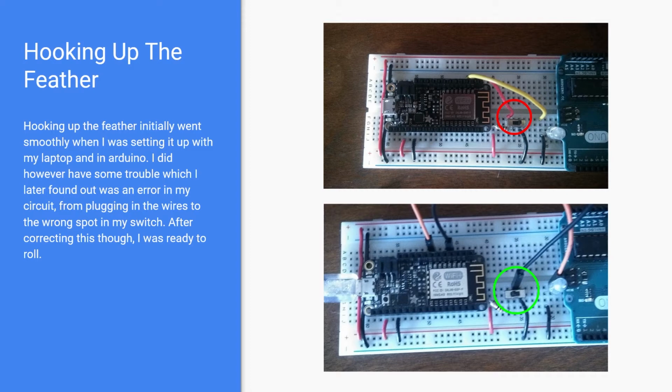As you can see, I have a switch instead of a button, so when I first hooked it up, I had an issue where I was trying to plug the wire into the wrong area of the switch. But then I realized my mistake and fixed it, and everything was running smoothly. Hooking it up to Arduino and changing my settings properly went smoothly, as well as making sure that my computer was able to run with the Feather.